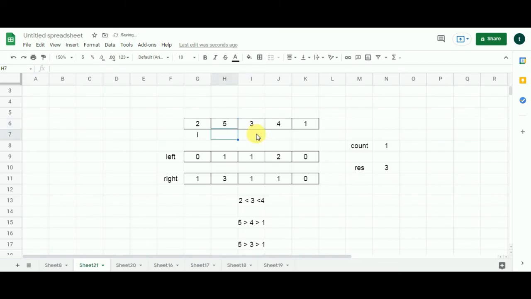J moves one cell to the left. J represents 5. I represents 2. Is 2 greater than 5? No. So nothing happens now. The value of this variable res is going to give us our answer. The value is 3. That means there are 3 teams that can be created from our array of n soldiers, the ratings of which are these.